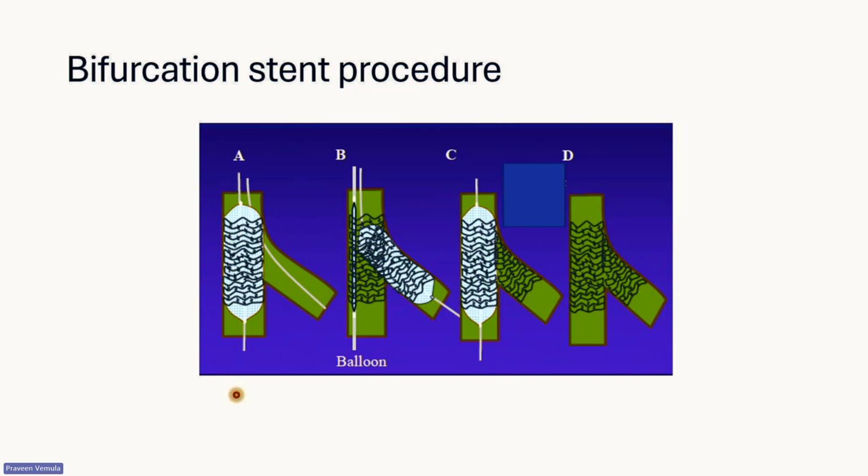Bifurcation stenting. Yeah. Stent the main branch, that is very good. Stent the main branch. Then side branch stent. Side branch stent. Then correct. Side branch. What is the third C? What is C?